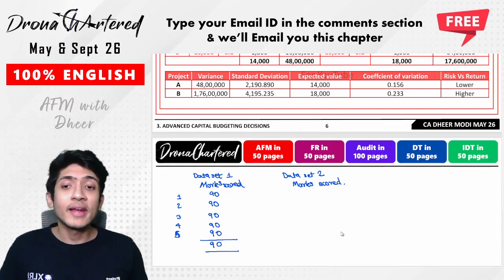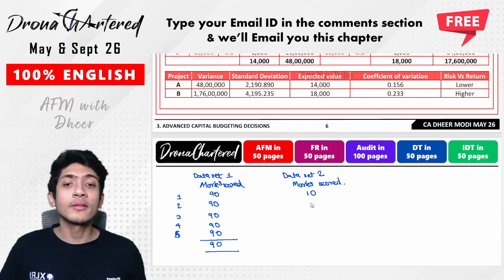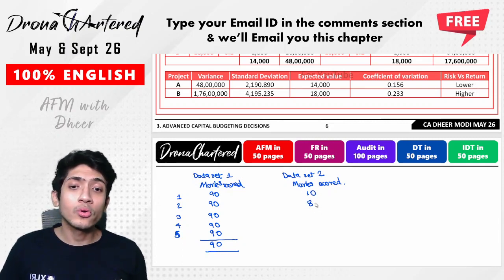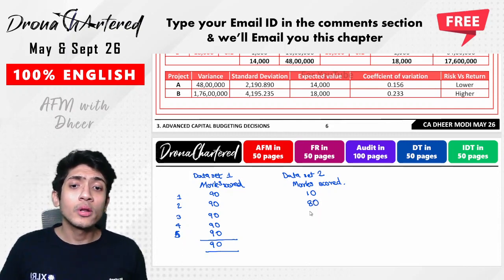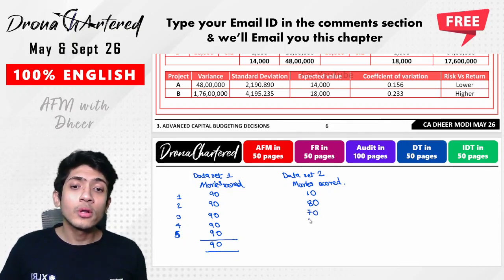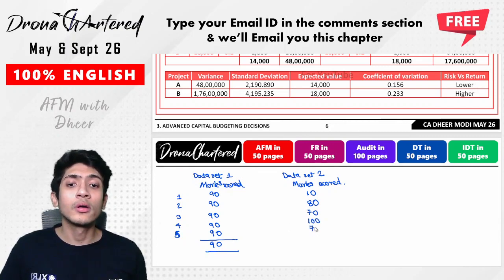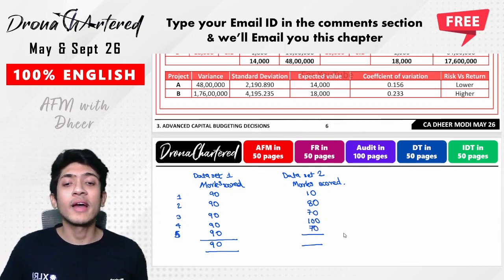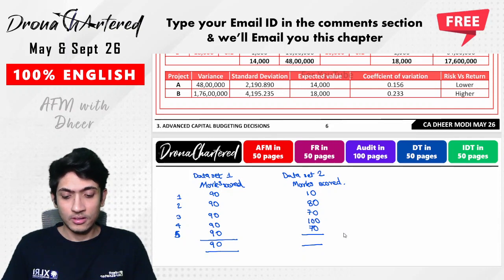Let's see the second data set where one student over here has scored 10 marks. This student has scored 80 marks. This student has scored 70 marks. This student has scored 100 marks. And this last student has scored 70 marks. Tell me what will be the average of this data set. Let's calculate. We have 10 plus 8 plus 70.